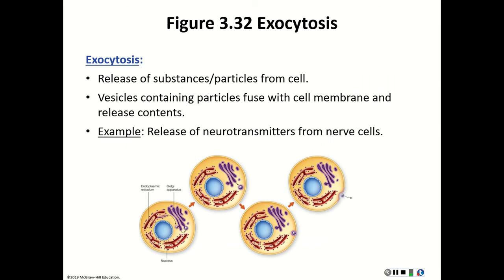Exocytosis is the exact opposite of endocytosis. So exocytosis means that a vesicle is going to be released out. So this vesicle is going to attach to the cell membrane and then open up and release whatever was in that vesicle. For example, the release of neurotransmitters from nerve cells.